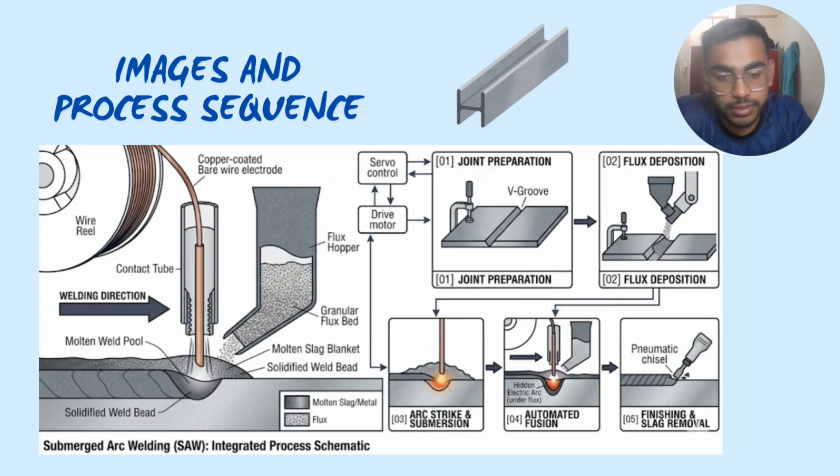And step 4 is the automated fusion. This is where the electrical control loops take over. The servo control and drive motor constantly adjust the feeding speed of the wire to maintain a perfectly stable arc length as the metal fuses together. The last step is the finishing and slag removal. Once the weld cools, the molten slag solidifies into a brittle protective crust. A pneumatic chisel or hammer is used to easily chip the slag away, revealing a clean, flawless, high-strength weld bead beneath it.